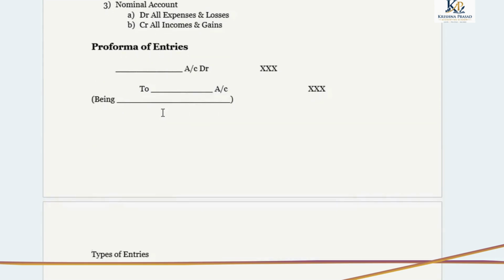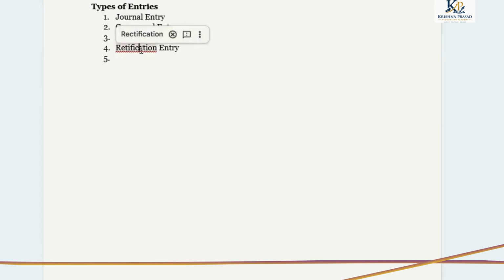There are the types of entries. So first one, journal entry, compound entry, reversal entry, rectification entry. Like this we'll be having the four types of entries. Simple.